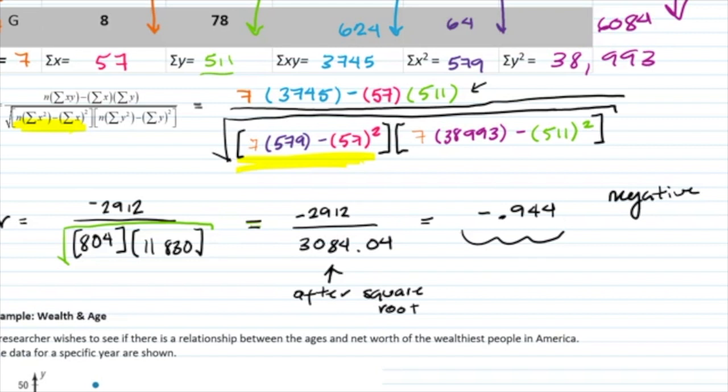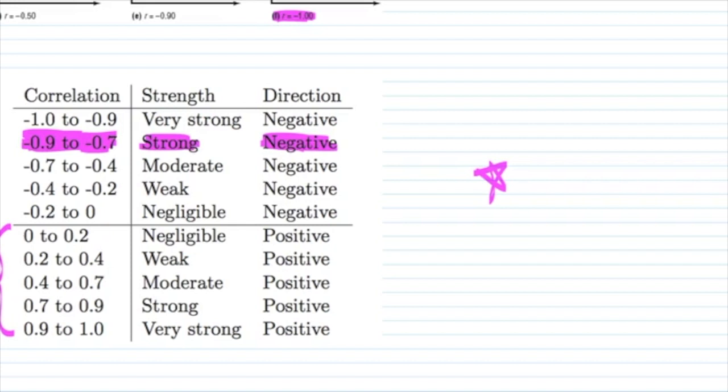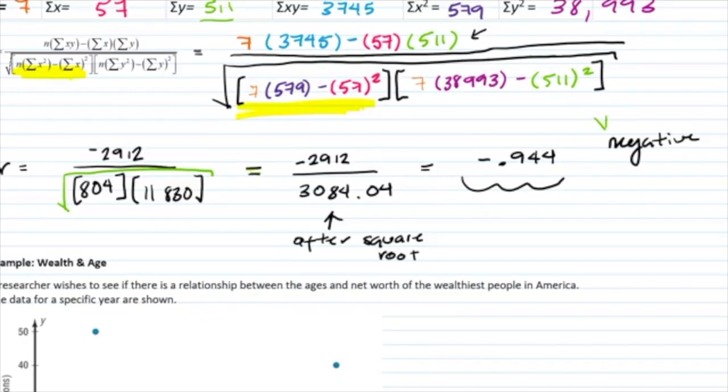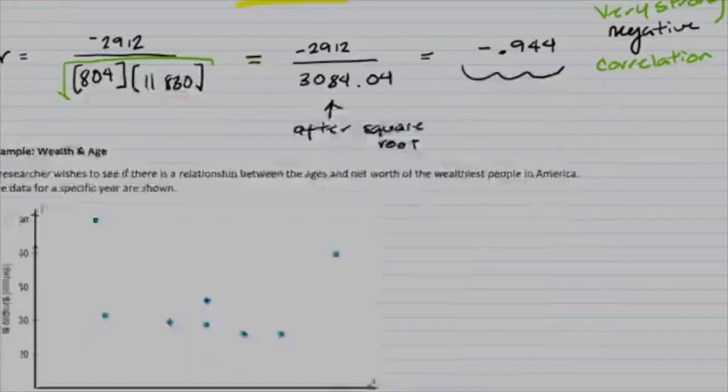And we would go to that table. So our correlation is negative 0.944. So I would say it's very strong and negative, but I already know that. Very strong negative correlation. There you go. Let's go to the next problem.